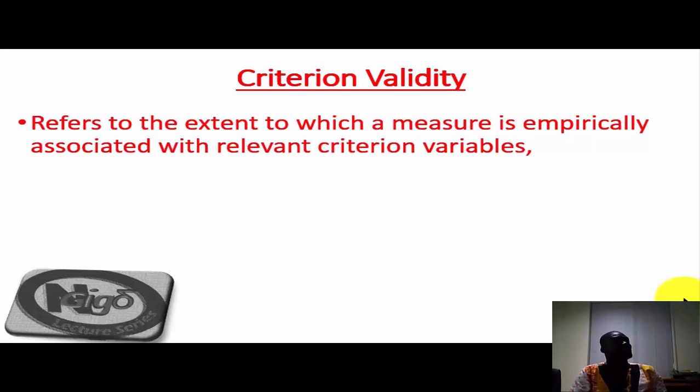So, criterion validity refers to the extent to which a measure is empirically associated with relevant criteria variables. Right, so you're actually using your measure to measure something, okay? So on the ground, how does your measure actually relate to the things that you are looking for? How does your measure, the content, how does it even relate to the things that you are talking about?